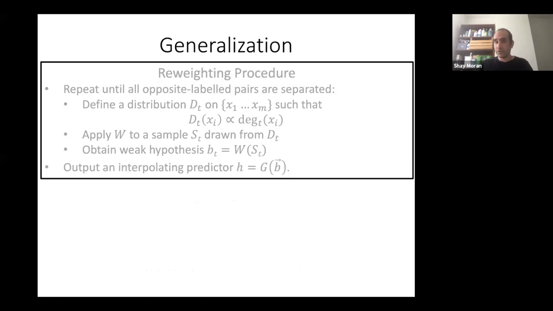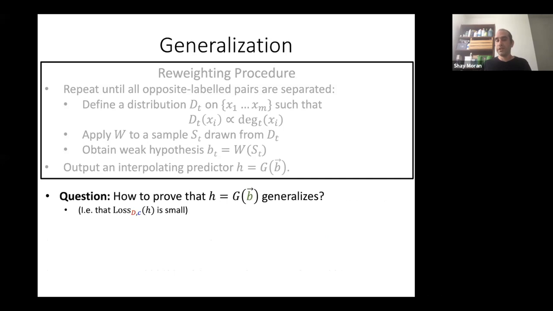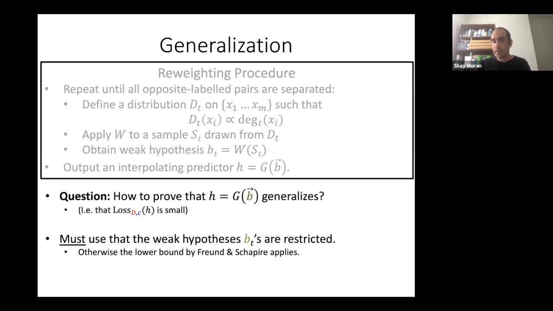So this brings us to generalization. How can we prove that this aggregated hypothesis indeed achieves small population loss? Observe that we must somehow use the fact that the weak hypotheses are restricted, because otherwise the lower bound by Freund and Schapire applies. Notice that this algorithm is completely oblivious to the class, in the way we reweight. So this algorithm cannot learn complicated base classes. We must somehow use here that the weak hypotheses are restricted.